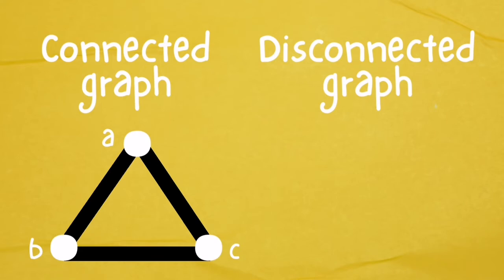Next are the connected and disconnected graphs. A graph is connected if all pairs of vertices are connected. This means that every two vertices are connected by an edge or a path. Otherwise it is a disconnected graph, as at least two vertices are not connected by an edge or path.